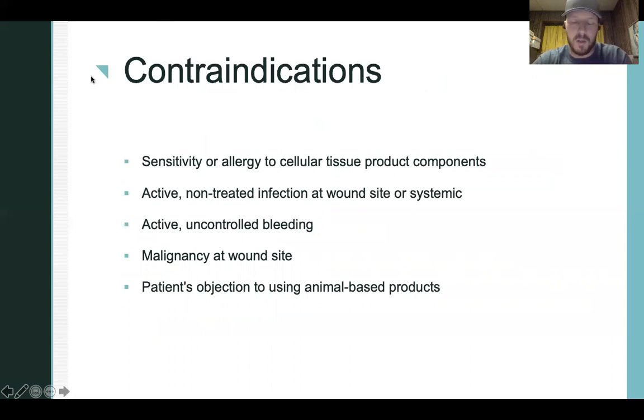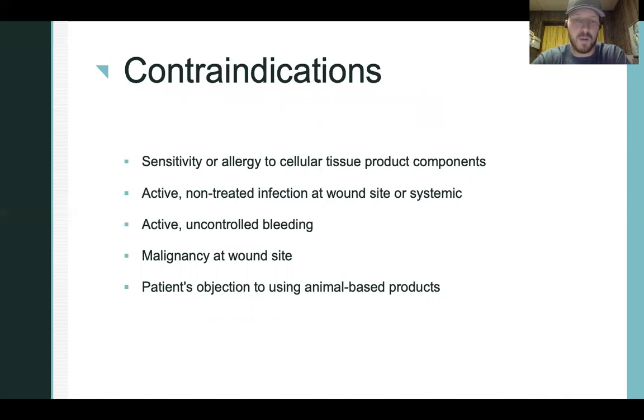So some of the general contraindications for using these skin substitutes, if you have a sensitivity or allergy to cellular tissue or any of the product components, you wouldn't want to use these. Some of them contain silicone and maybe a little bit of latex, and some of these patients may be allergic to them. If they've got an active, non-treated infection at the wound site or a systemic infection, you probably wouldn't want to use these. You need to get that infection treated first in order to ensure a proper environment for cellular growth. Active uncontrolled bleeding.